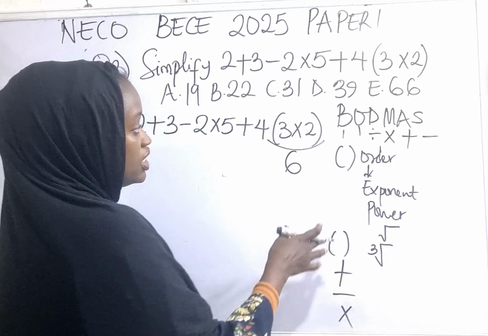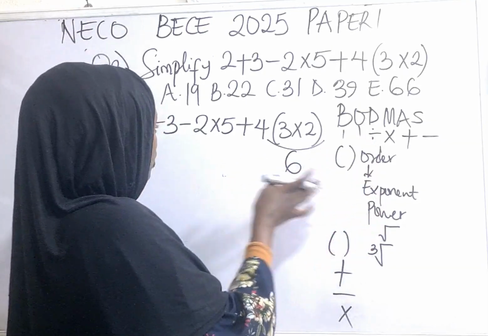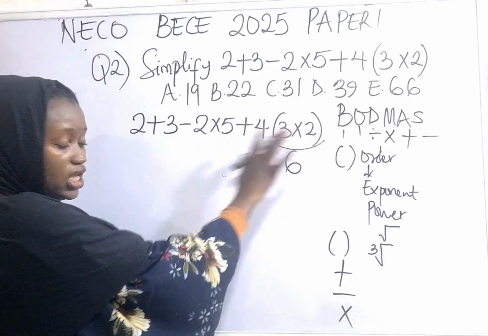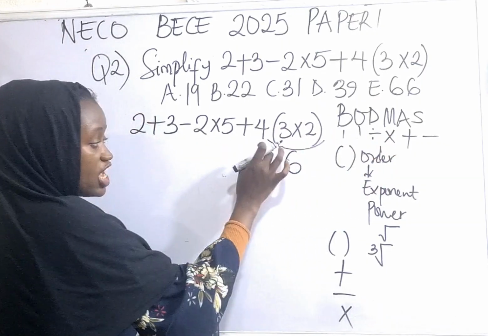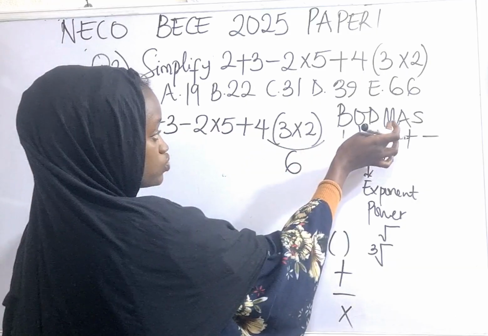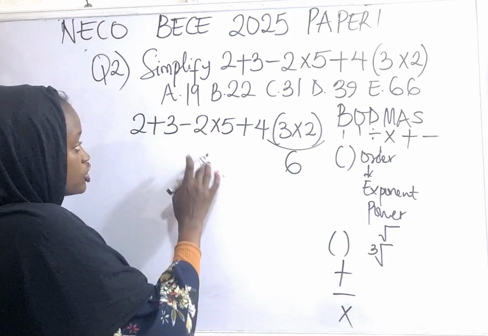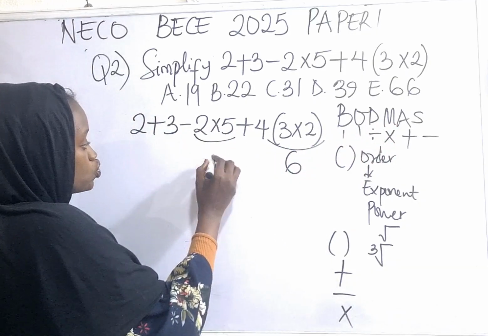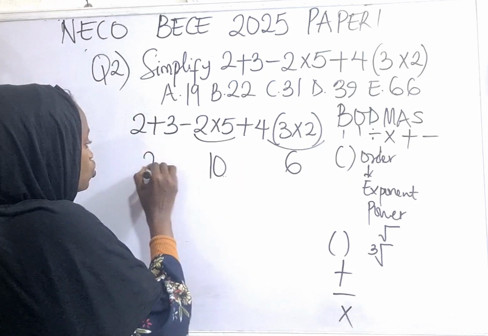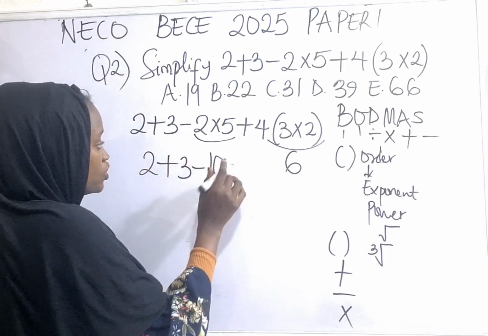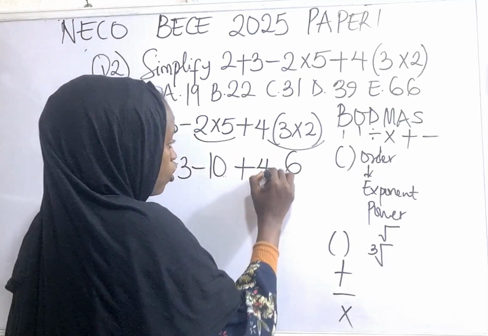So the next is order. Looking at this, we do not have any order in this given question. So moving to the next one, which is division. We do not have division here, right? Next is multiplication. So now we multiply 2 and 5, which gives us 10. So this now becomes 2 plus 3 minus 10 plus 4.